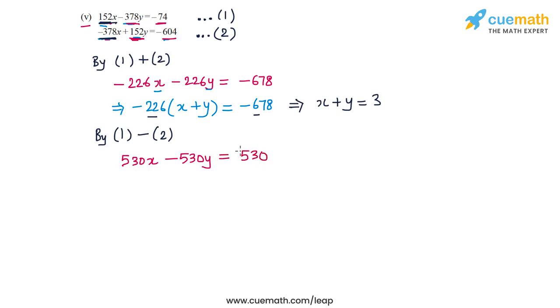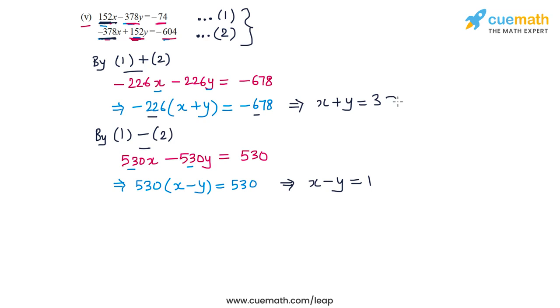So what happened here? Once again, numerically the coefficients of x and y have the same magnitude. So I can take out a factor of 530. So 530 times (x minus y) is equal to 530. And now the common factor of 530 cancels from both sides, and I have x minus y equal to 1. So something wonderful has happened. By adding the two equations and by subtracting the two equations, we have modified the original pair of equations into this new pair of equations, which is much simpler.